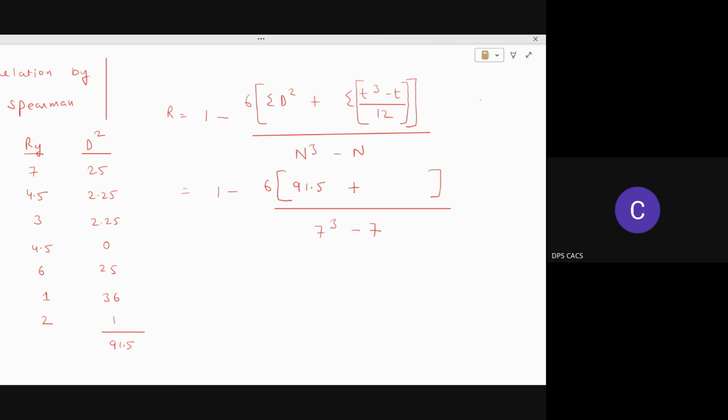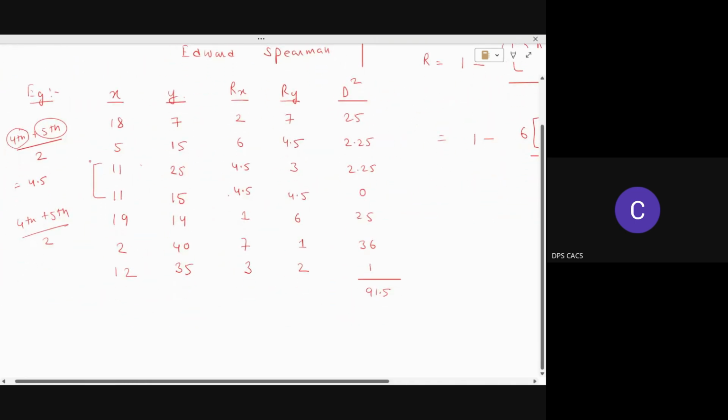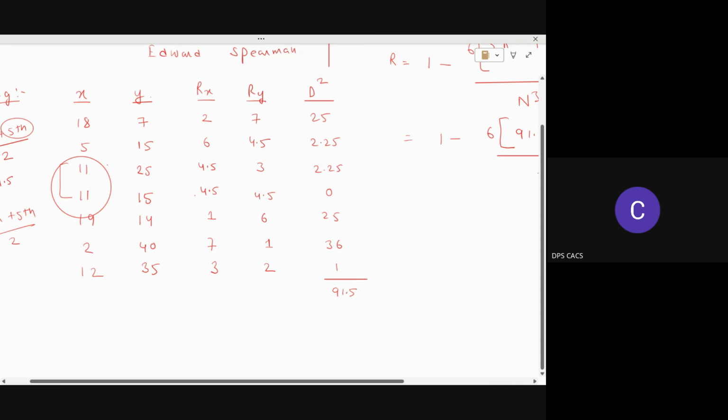So why is there a summation in the formula? They are saying that for every tie case, you will find a t cube minus t by 12. For every tie case, not together. So tell me, in the first column, what is the tie case? Between two observations. So what is your t? 2, the number of observations involved in a tie. How many observations? 2.